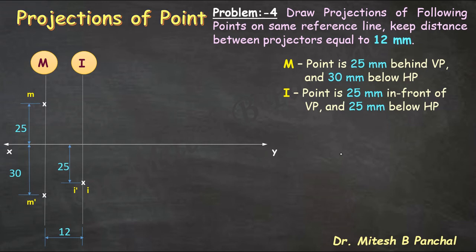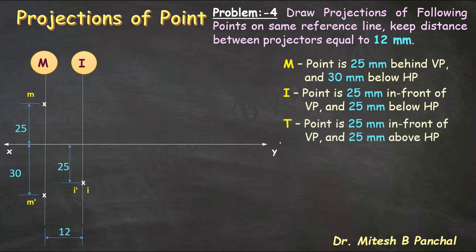Next problem, that is point T is 25 mm in front of VP and 25 mm above HP. So here position of point T is in front of VP and above HP. That means point T is in first quadrant. And we know that when object is in first quadrant, its front view will be above XY line and top view will be below XY line.